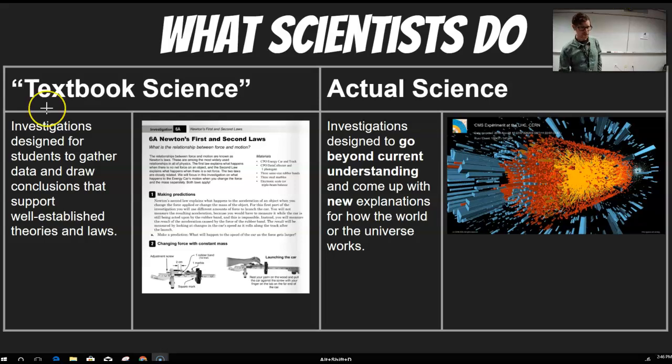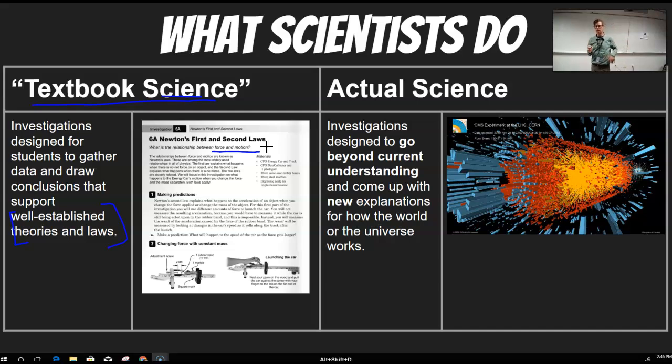So textbook science, in other words, what you usually get in your science classes, is investigations designed for students to gather data and draw conclusions that support well-established theories and laws. Here's an example from a physical science investigations book. What is the relationship between force and motion? That relationship has been known and described mathematically for hundreds of years. You are simply gathering data to do that, which helps you understand what it's like to do science, and it gives you a hands-on experience with this important concept.